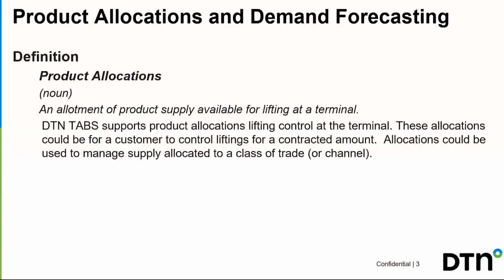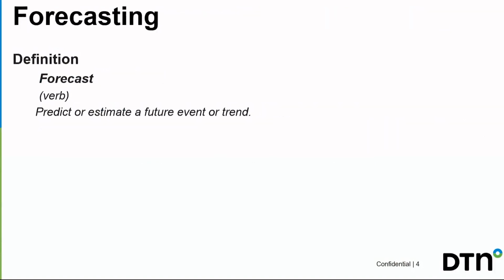The forecast module works on allocations. TABS supports product allocations, lifting controls at the terminal. The allocations could be for a customer, controlling liftings for a contracted amount. Allocations could also be used to manage supply allocated to a class of trade or something like that. The definition of a forecast is to predict or estimate a future event or trend.